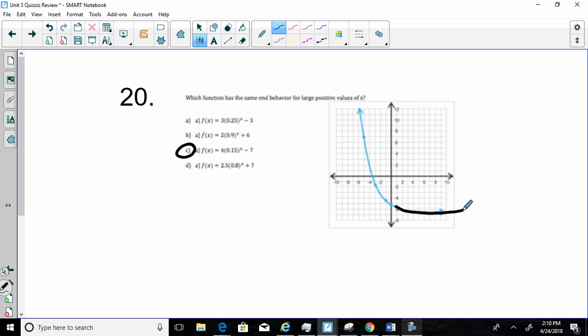What could you also do with the equation? Put it into y equals and see what the graph looks like, right?